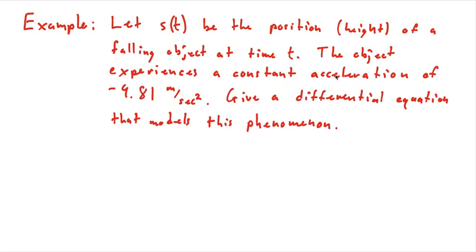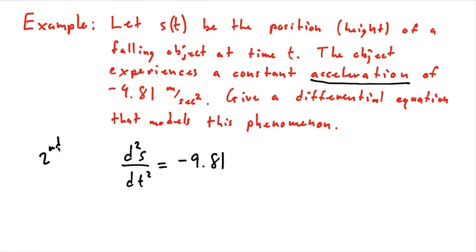Now, acceleration is the second derivative of position. The first derivative is velocity, the second derivative is acceleration. So, acceleration, that is the second derivative of the position function, which we can write using this notation. So we have the second derivative of the height, that's the acceleration. It is a constant value of negative 9.81 meters per second squared. This is a second order differential equation because we have a second derivative.